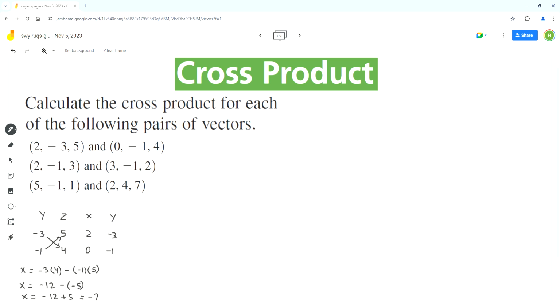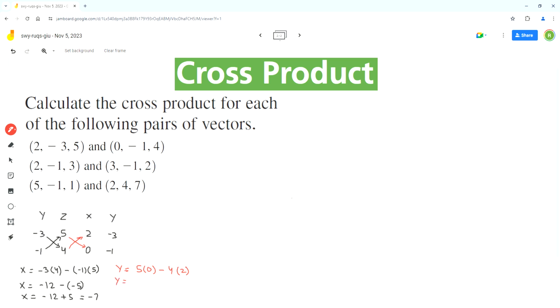Now let's find the y component of that vector. For that, I can use a different color. So now we'll cross multiply the z and x components in the same order. So first we go from top to bottom across. Now we go across from bottom to top. Now we can simplify this expression.